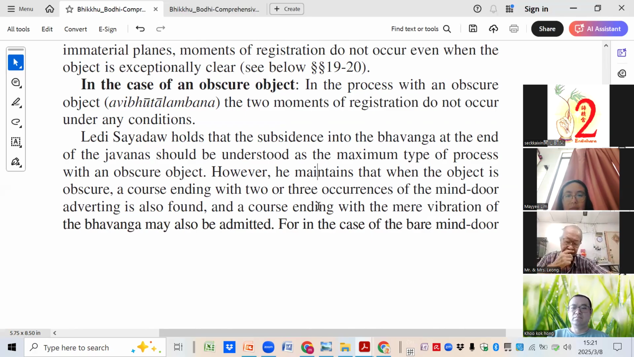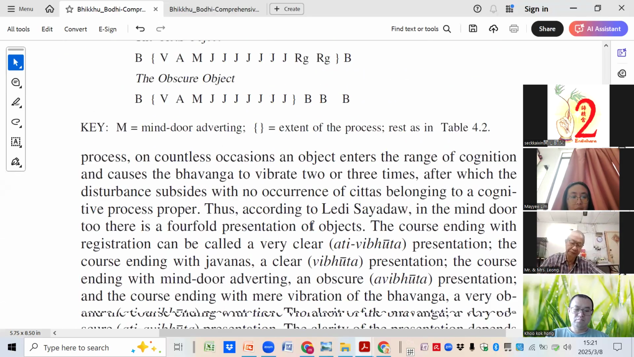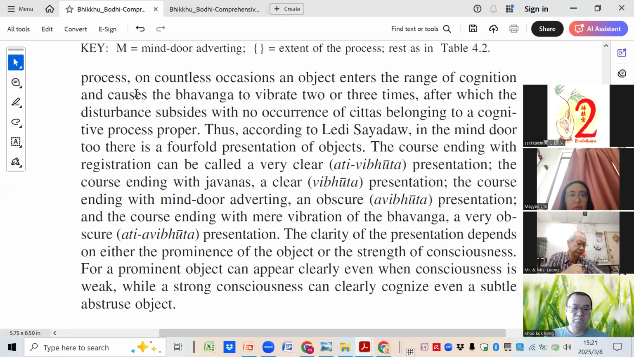However, he maintains that when the object is obscure, a course ending with 2 or 3 occurrences of the mind door averting is also found, and a course ending with the mere vibration of bhavanga may also be admitted. For in the case of a bare mind door process, on countless occasions an object enters the range of cognition and causes the bhavanga to vibrate 2 or 3 times, after which the disturbance subsides with no occurrence of cittas belonging to a cognitive process proper.